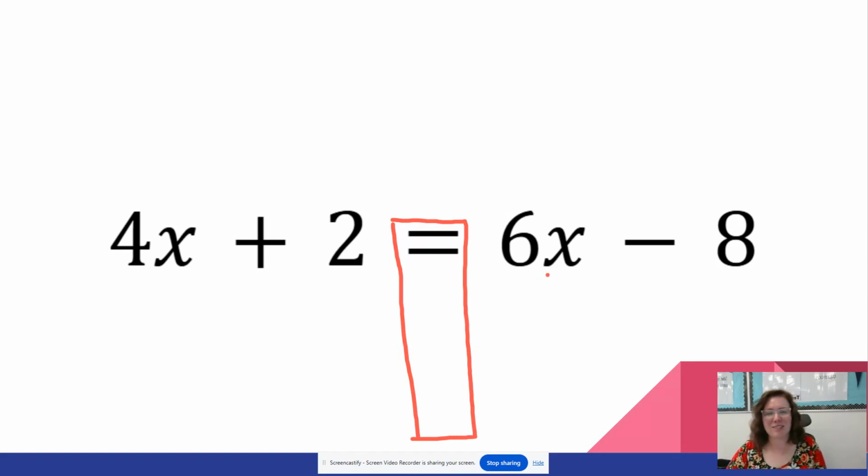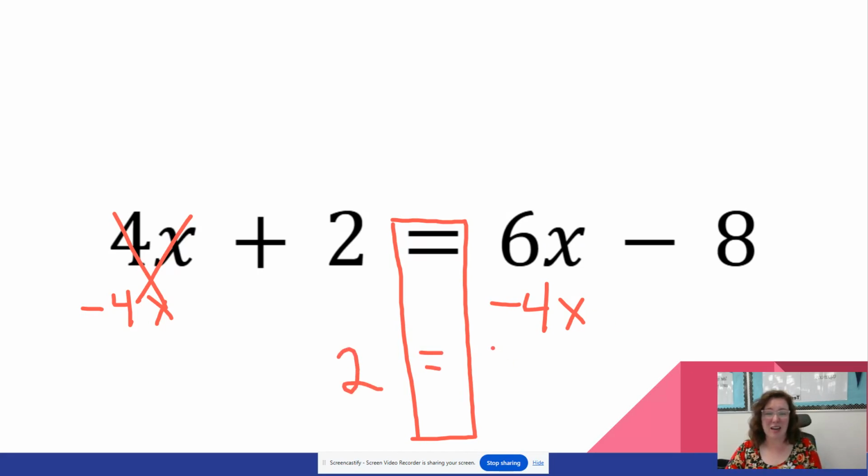So in this case, we have a 6x and a 4x. 4 is smaller, so the opposite of a positive 4x is a minus 4x on both sides of the equal sign. Okay, so we subtract 4x on both sides of the equal sign, which means we do 6x minus 4x. So now we just have 2x minus 8. And now it's just a 2-step equation. Our goal is to get x by itself, so add 8 to both sides and then divide by 2.